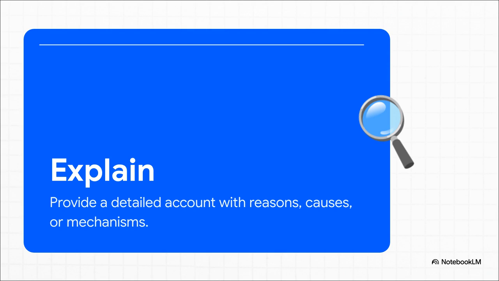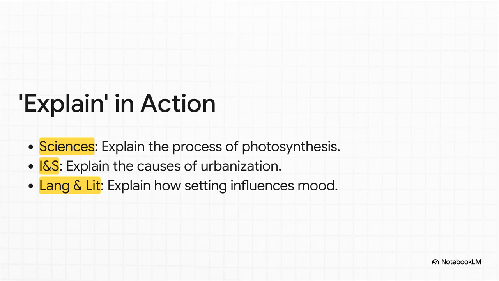So, let's take an example from that second step, the understand level. The term explain. Now, this isn't just about spitting back a fact. It's about getting into the why or the how. It means giving a really detailed account with all the reasons and causes behind it. And you can see how this one simple term flexes across the entire curriculum. In science, you're explaining a process. In INS, you're explaining causes. In lit, you're explaining influence. It's the exact same skill, just in a different context. And that is how we build thinking skills that students can take with them anywhere.